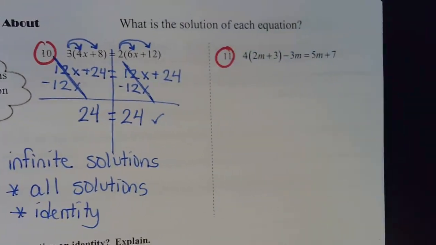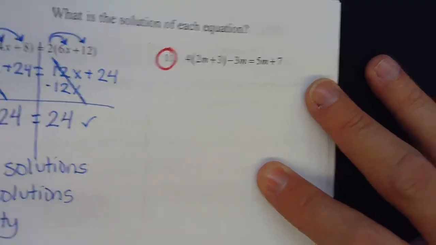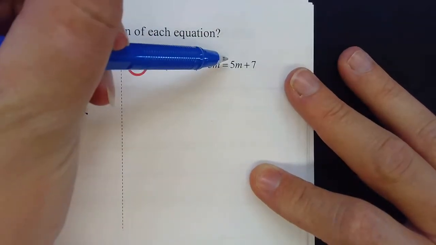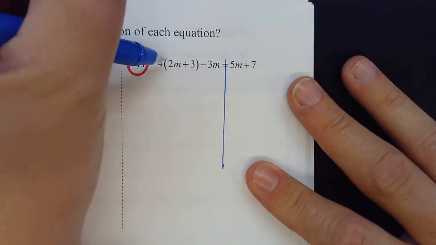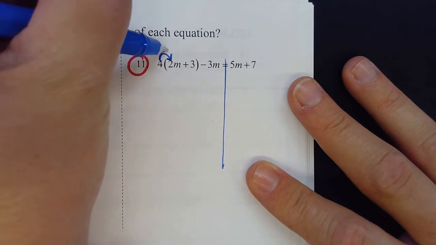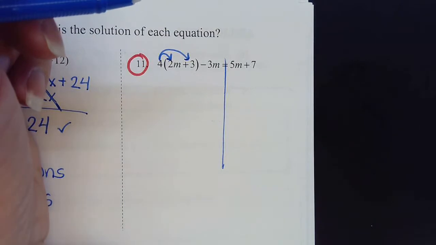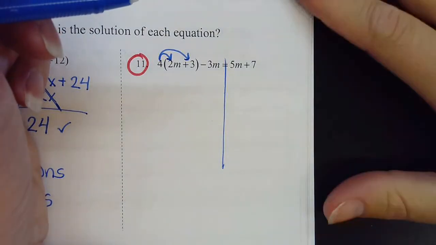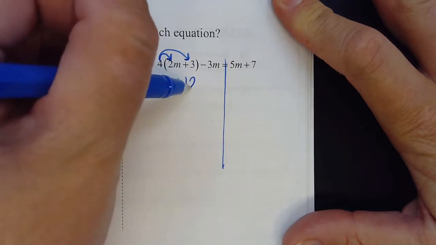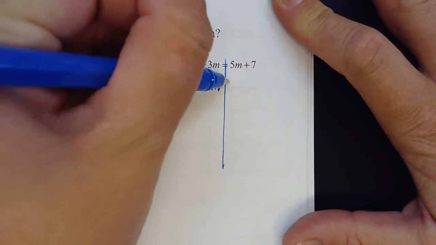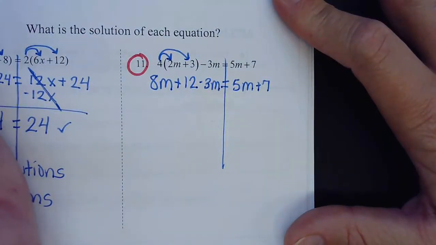All right, let's take a look at 11, now that you kind of have an idea of what's going on here. For number 11, we've got a little bit more work. If I draw my line down, step 1 is always to distribute. So I'm going to distribute the 4 to the inside of the parentheses. Don't distribute it to the -3m. It's not inside the parentheses. So distribute it to the inside of the parentheses, and you get 8m plus 12 minus 3m equals 5m plus 7. So I distributed.